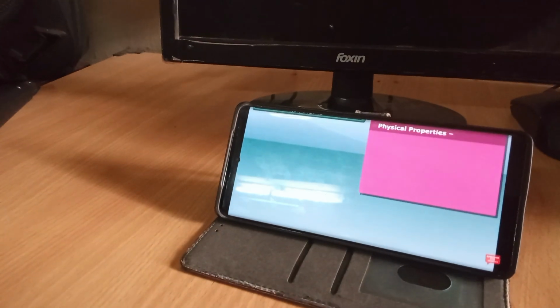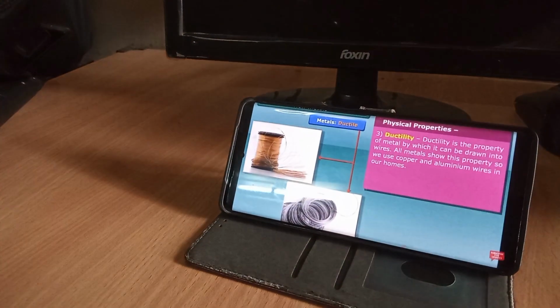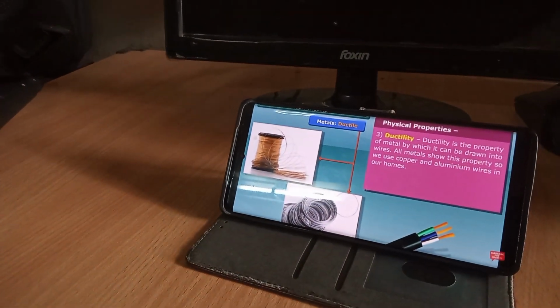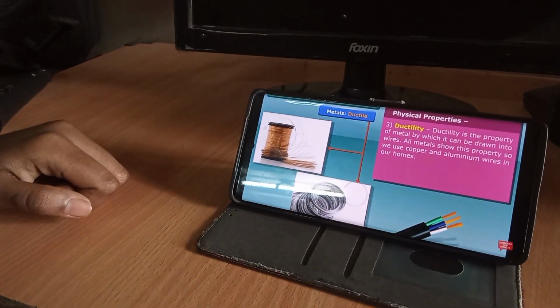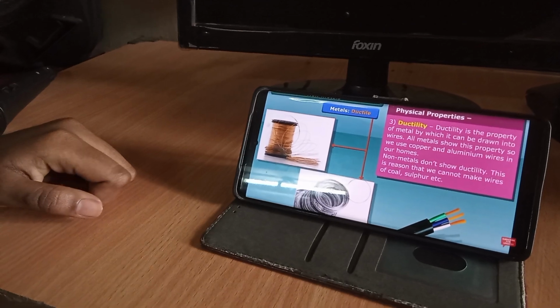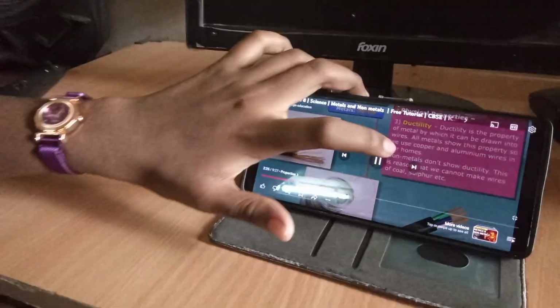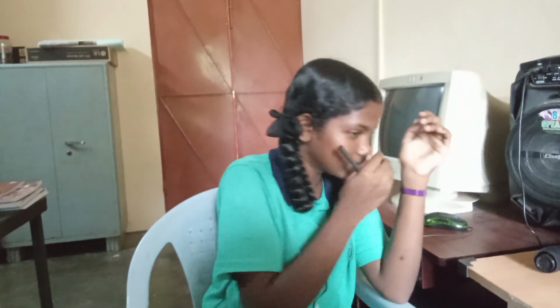The property of metal by which it can be drawn into wires is called ductility. It is the third property of metals. Non-metals don't show ductility. The third property which we are going to see is ductility. Ductility is the property by which metals can be drawn into thin wires.